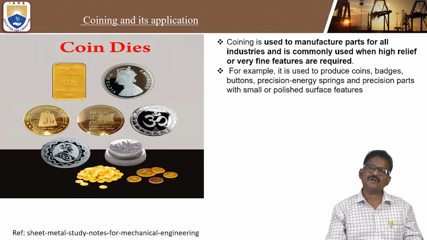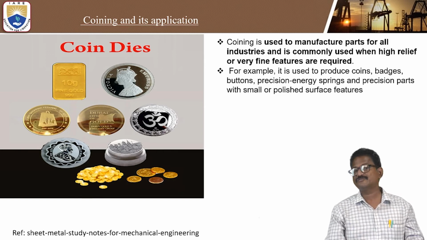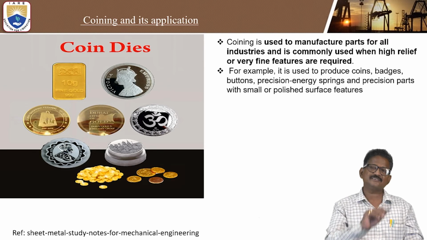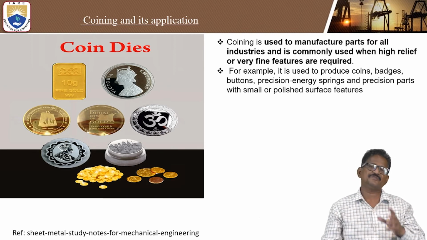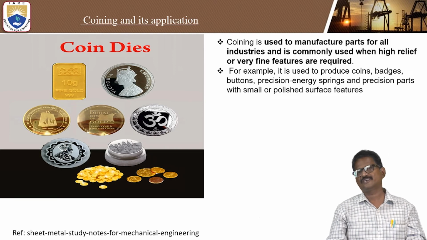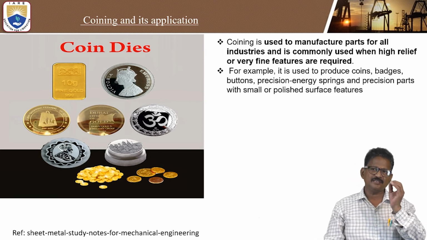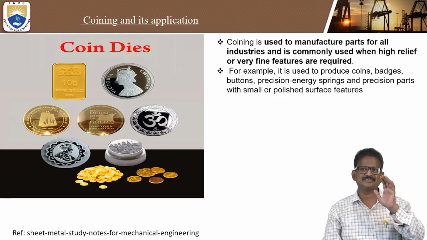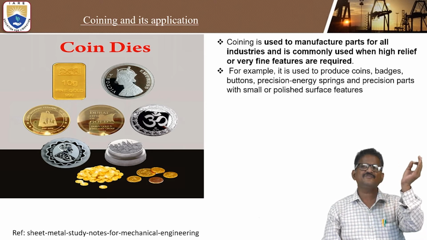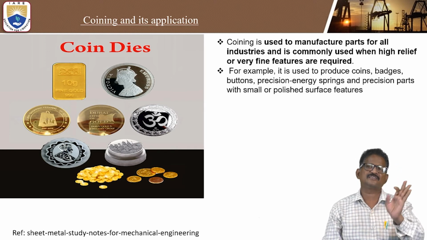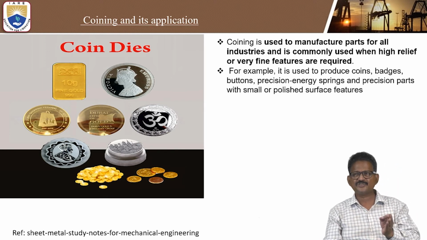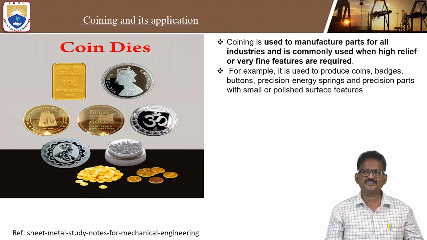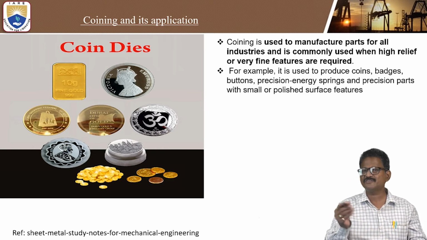These dies are already prepared. Even the gold dies are very important. They cannot come out easily; there are a lot of rules and regulations to sanction these types of dies. Otherwise, everybody would mix the material and form gold coin dies. So coining is used to manufacture parts for all industries, commonly used for very high relief or very fine features. In that case, coin dies are used, for example to produce coins, badges, buttons, and precision springs, precision parts with small or polished surface features.